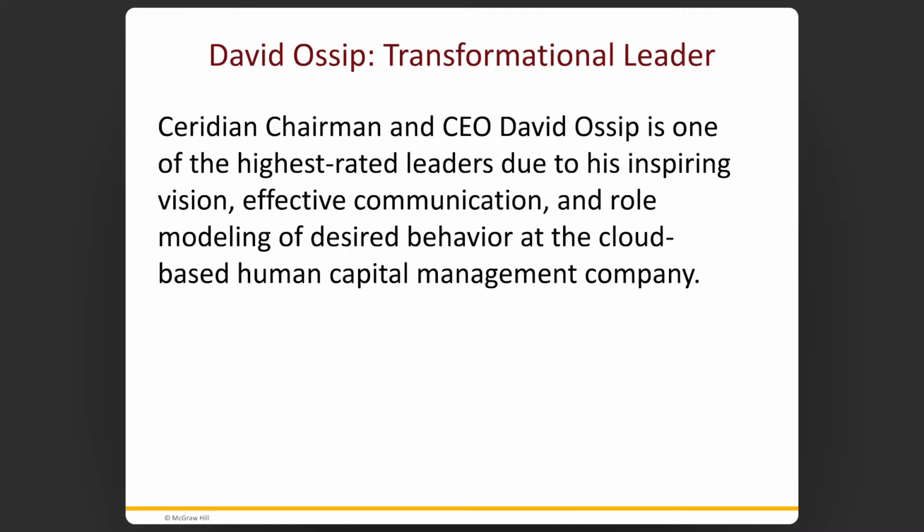Ceridian Chairman and CEO David Ossip is noted as one of the highest rated leaders. And this has been attributed in part to the fact that he is a visionary. He's able to inspire others. He's an effective communicator. And he models for his followers the kind of behavior that he would expect from them.